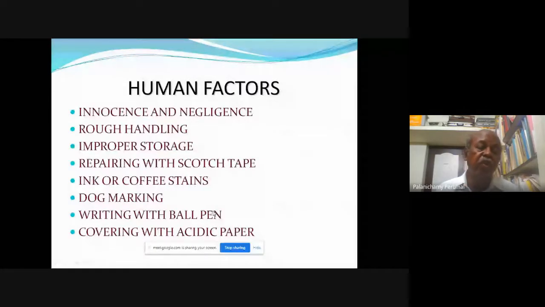Then covering with acid paper. Acid paper means newspaper or brown paper. If it is a good book, there will be no problem. But if you cover it with a newspaper, the acidity from the newspaper will affect your cover. Acidity from the brown paper will also affect it. So that is also improper storage. Improper storage means not storing in a proper way.